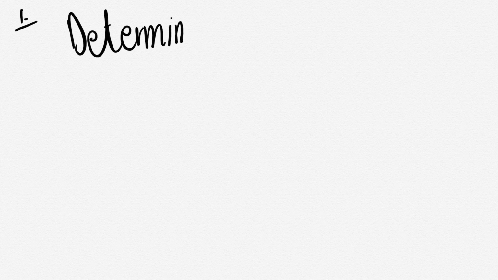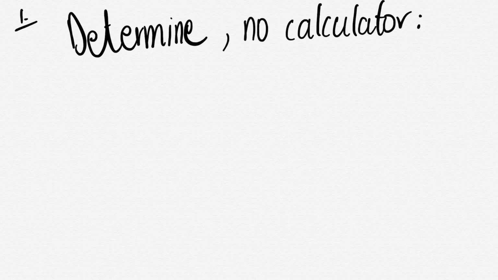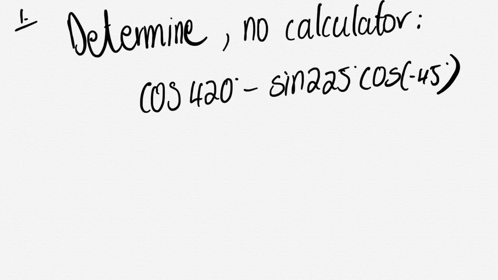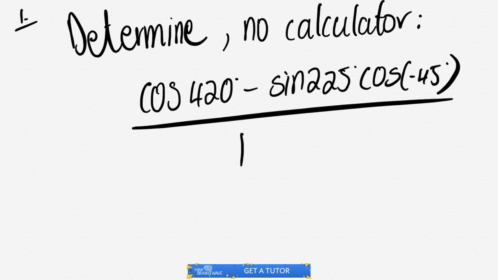Alright, so we start off with our first question here. Let's determine without a calculator the following. Let me just write it out. So you've got cos 420 minus sine 225, cos minus 45 over tan of 315 degrees.